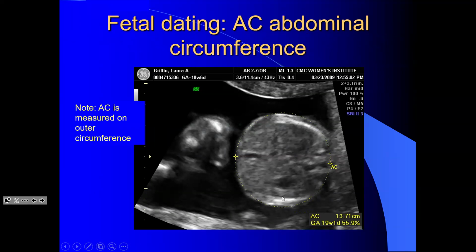Again, abdominal circumference can vary. Why? If the fetus is in IUGR, it's growth retarded, obviously the abdomen will be small. And if the baby is of a diabetic mother, the circumference might be larger. So again, these are not that accurate in the second trimester.